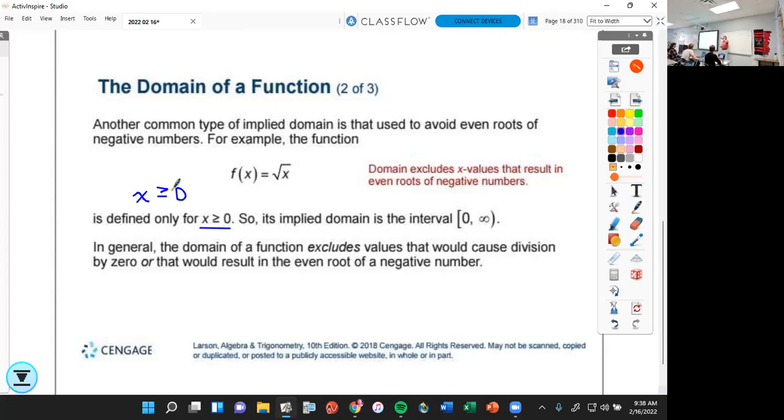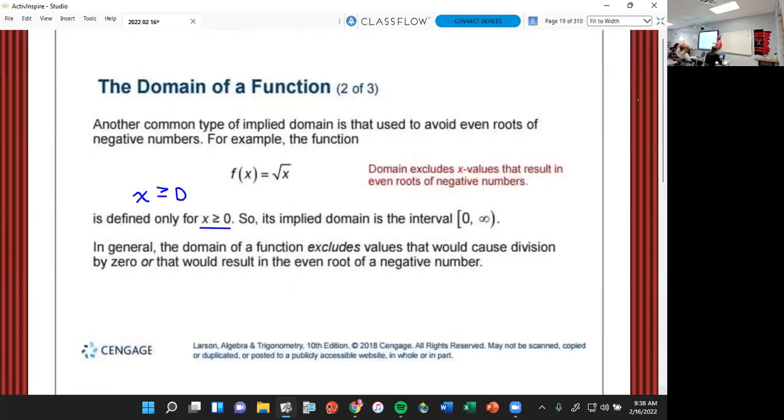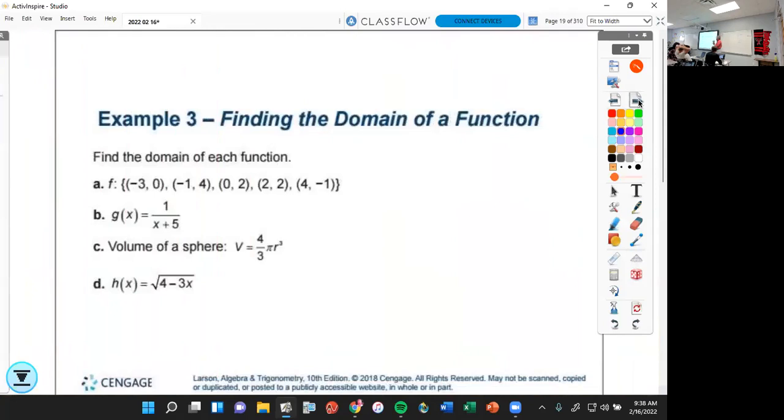So denominator can't be 0. Radical has to be greater than or equal to 0. What if we have a radical in the denominator? Okay. It's going to be the same thing. We'll come back to it in a second. So let's look at some problems here. Finding the domain. Letter A. What is the domain of that function?